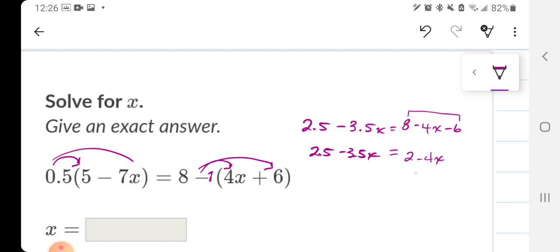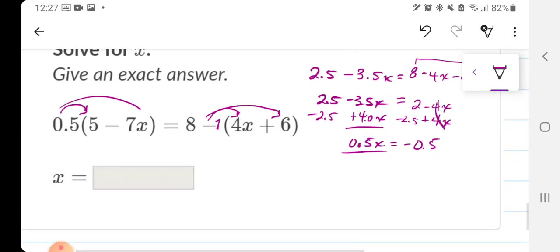Now we can follow the rest of the rules. Let's get our x's together. So we're going to add 4x to both sides. Okay, and that's going to give me 0.5x over here. Okay, and that cancels out. Now I'm going to do kind of the same thing over here. Subtract 2.5 from both sides. So that's going to end up equaling a negative 0.5 over here. And it works out really pretty, really kind of suspiciously nice. Because now I'm just going to divide by 0.5 on both sides. And so x is going to equal a negative 1. Negative 1.